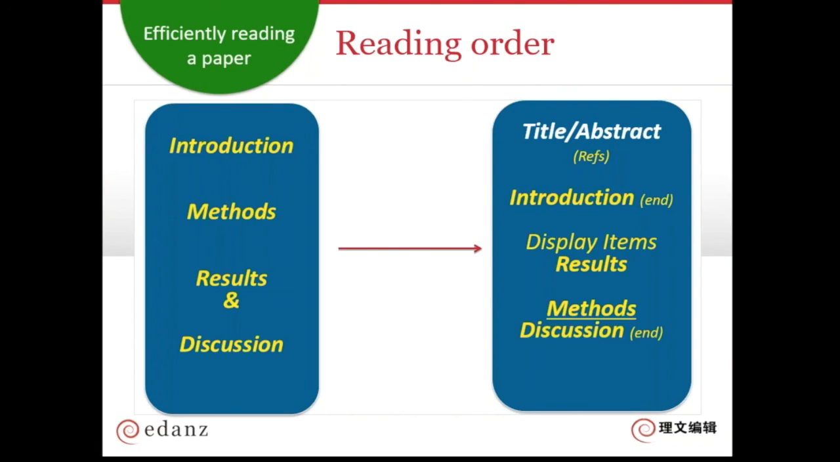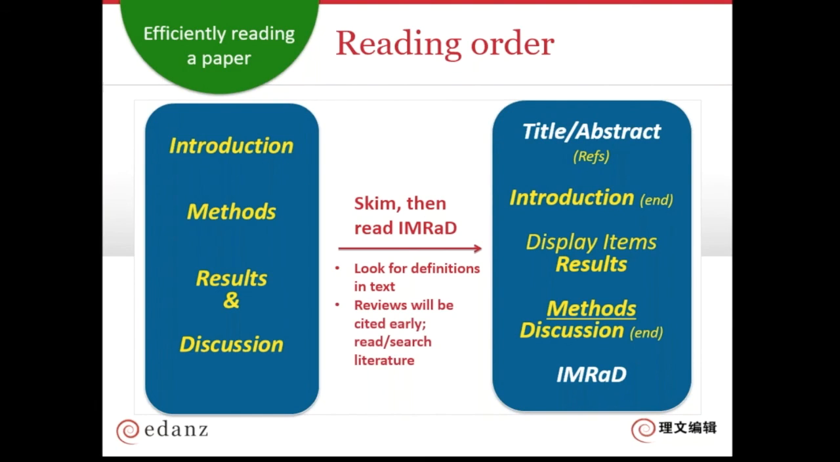Then when you get an idea of the whole paper, you can read it slowly in IMRaD order. So skim and then IMRaD order. And other things to look for are definitions early on and abbreviations. And reviews will be cited early, so if you aren't 100% sure of the topic, you can read some of those reviews or at least do a literature search on that topic to get yourself up to date. Make notes as you read so that you can write your report, and if you have PDF, you can also annotate the PDF file.